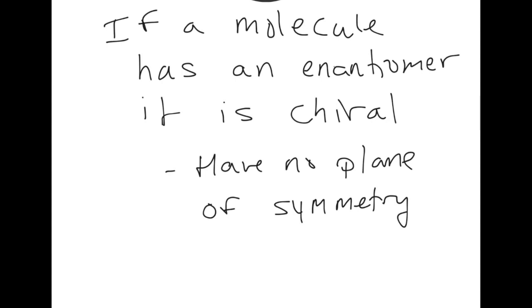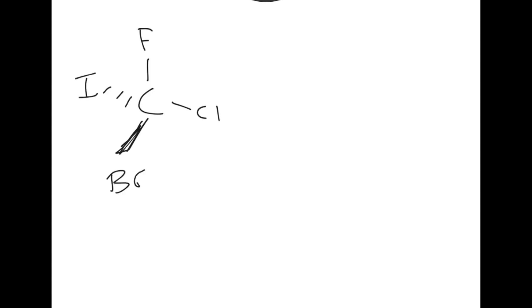So, for example, we'll go back to my little fluorine, chlorine, bromine, iodide. There's no way I can cut that molecule so that everything on either side of a plane that I draw through it will be symmetrical. And this is true for any carbon that has 4 different groups on it. No carbon that has 4 different groups has a plane of symmetry.